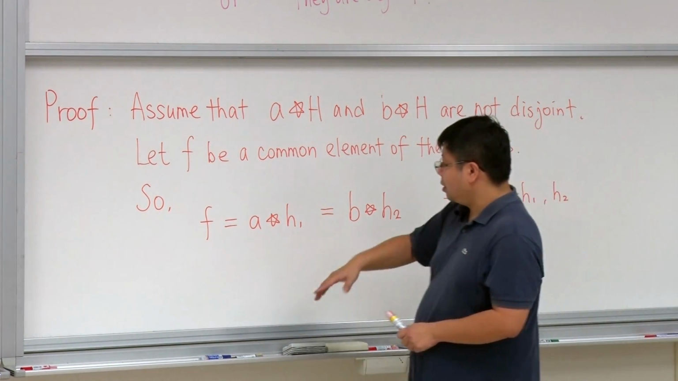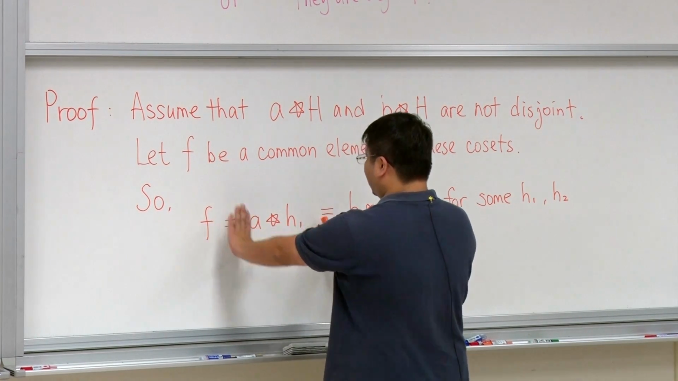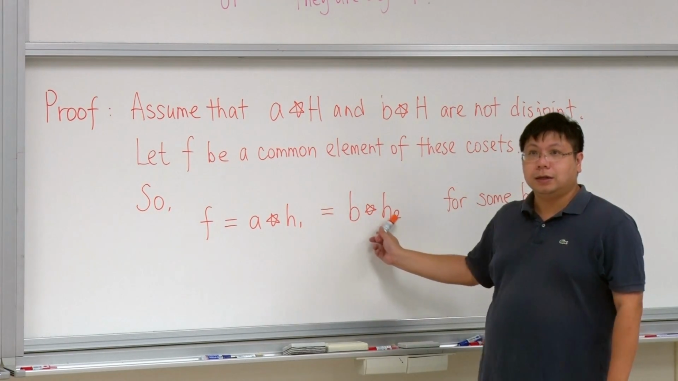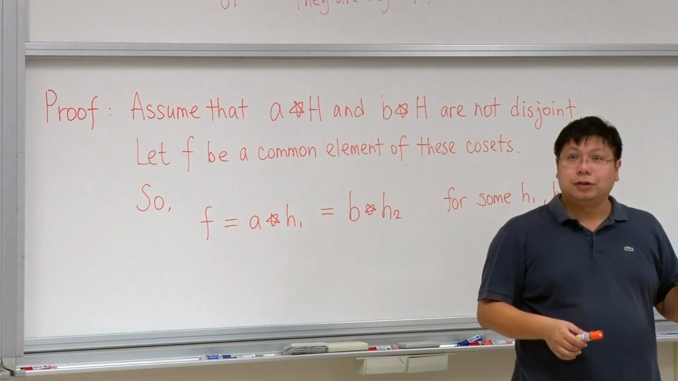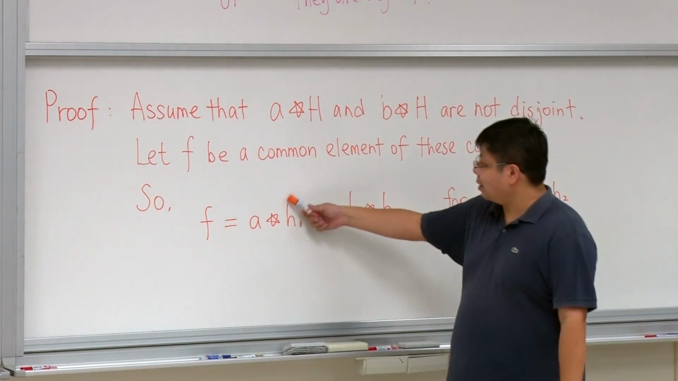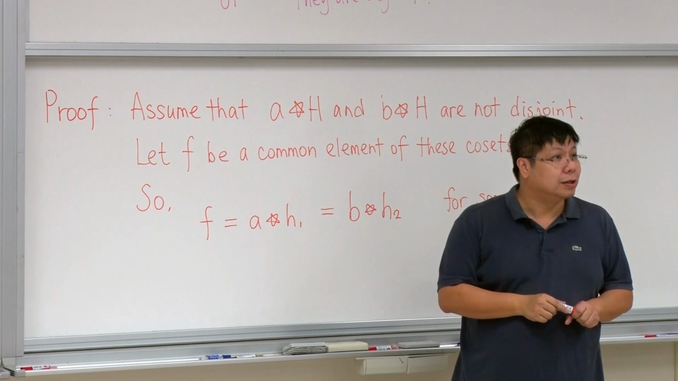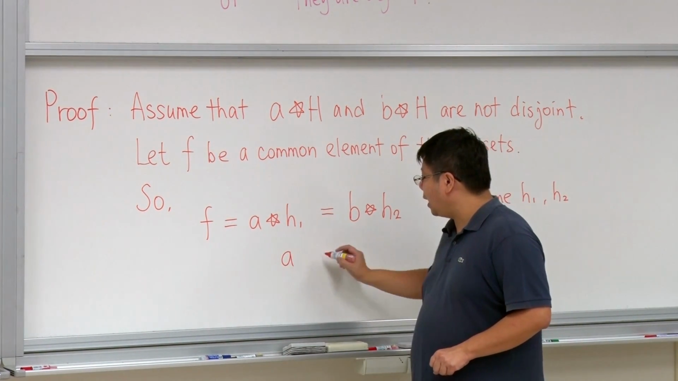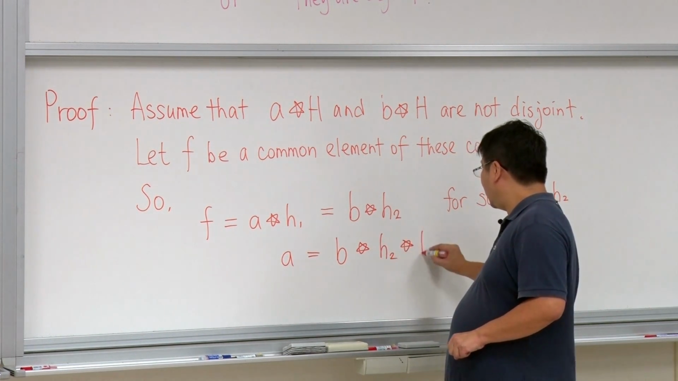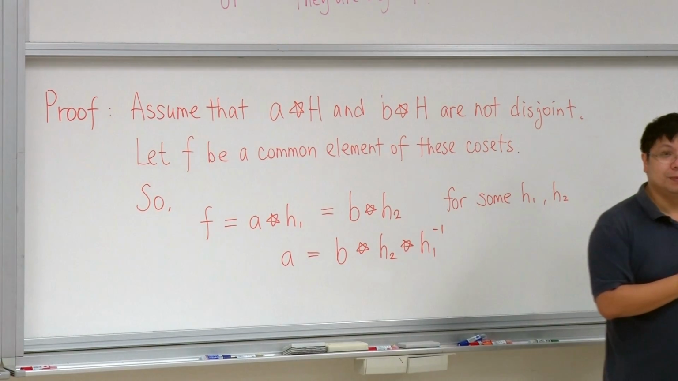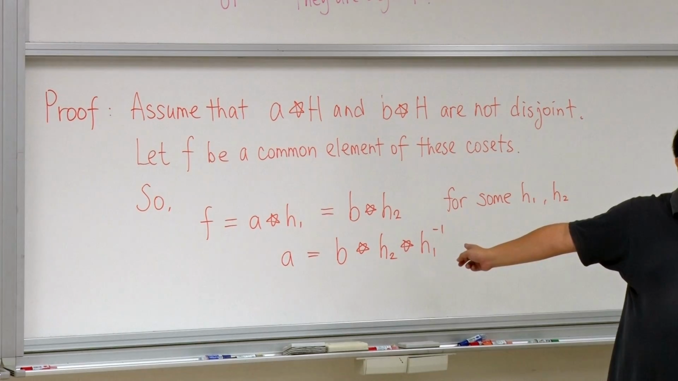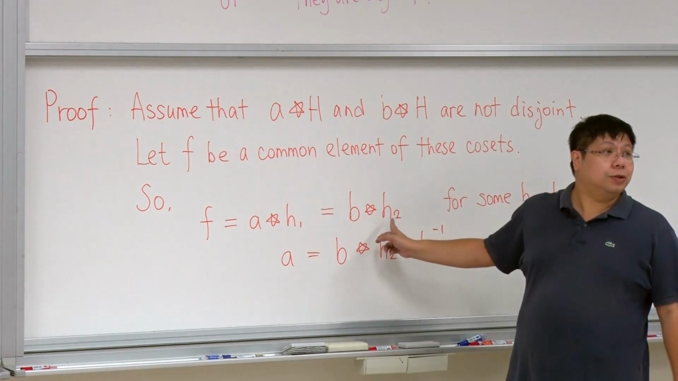Okay, so now we have A star H1 is equal to B star H2. Now remember, H1 and H2 are elements from the big H, so they have inverses. There is some inverse of H1 defined in the big H. So we can write down A is equal to B star H2 star H1 inverse. Does that make sense to you? Because we have A star H1 is equal to B star H2.